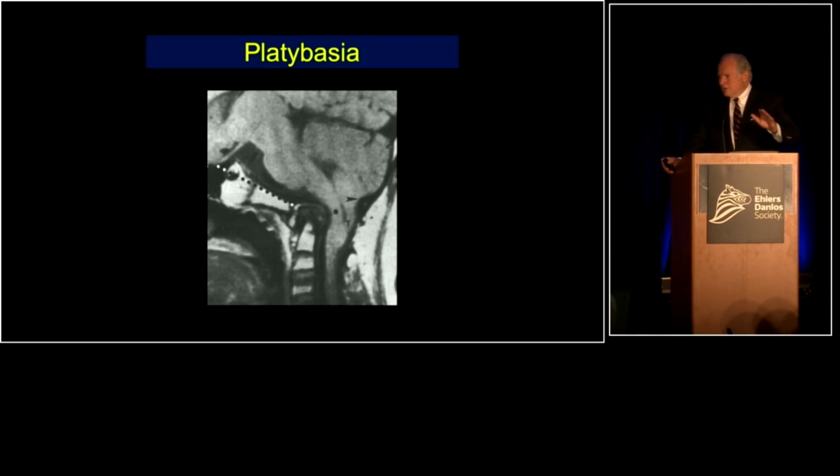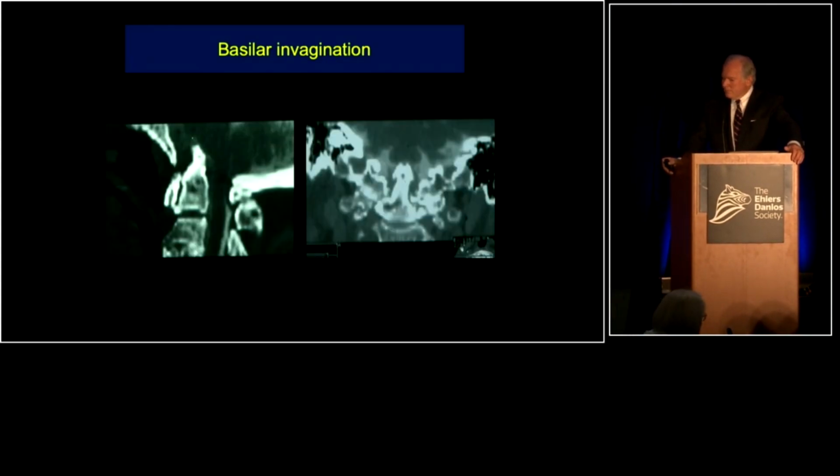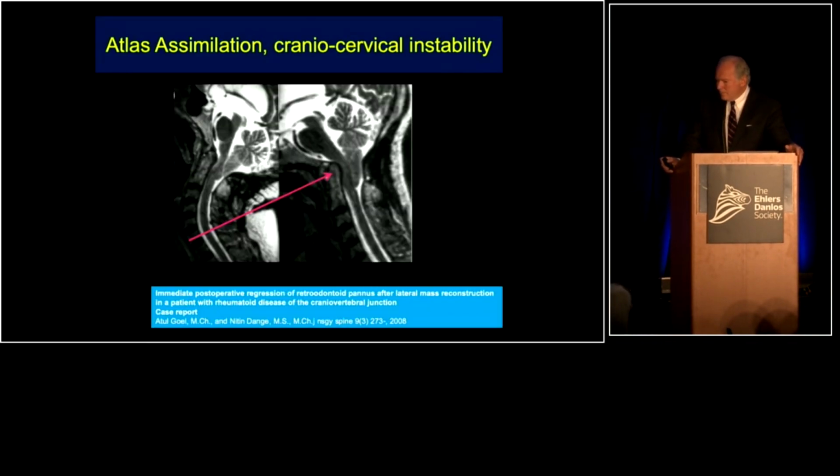Platybasia is a flattening of the skull on the spine, and you can see here how it compresses the base of the brainstem. Here's a patient with rheumatoid arthritis, and the odontoid is pushing up through the base of the skull, compressing the brainstem. And this is a patient with what's called assimilation of the atlas, where the C1 fails to separate from the skull. It's also called a HOXD3 homeotic transformation. And that can cause instability and compression of the brainstem.